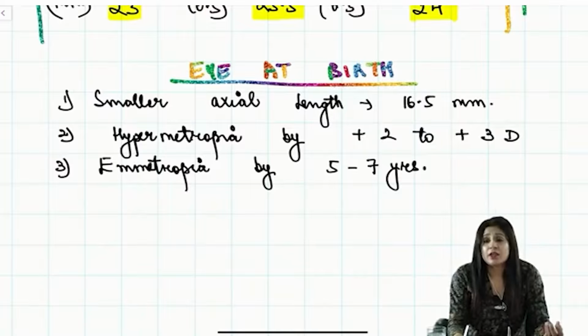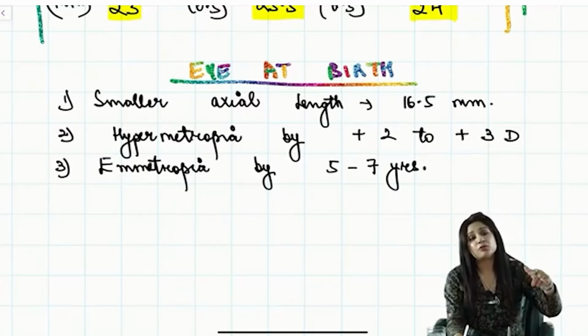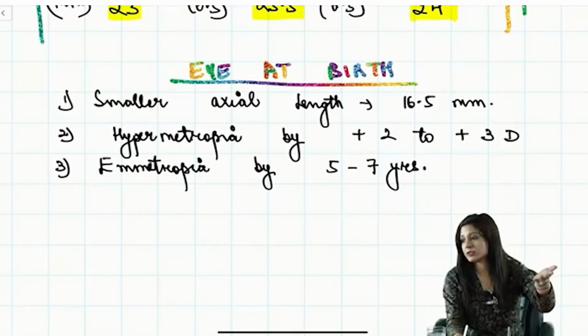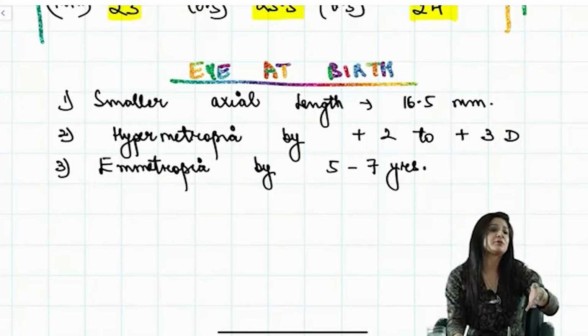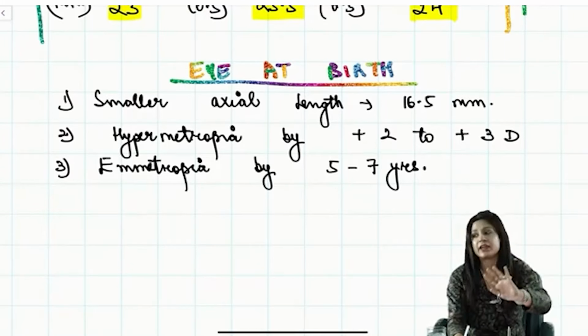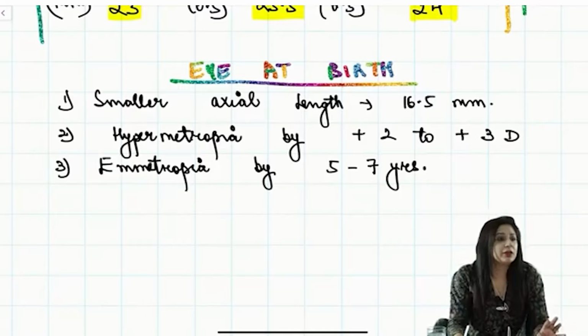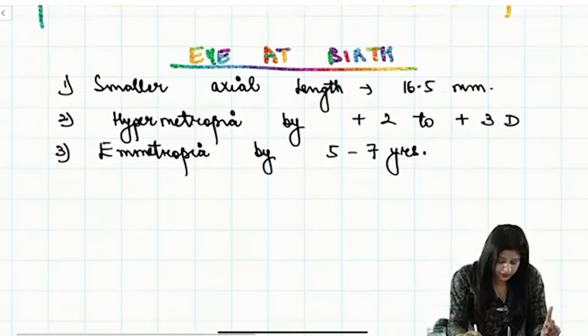जैसे कि every baby does not start to walk on the same day. कुछ लोग होते हैं, they start walking even before their first birthday. Some start walking on their first birthday. कुछ लोग even afterwards. तो range होता है. They will achieve emmetropia by 5 to 7 years.